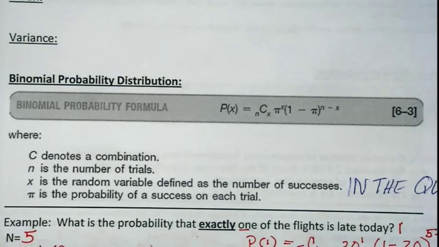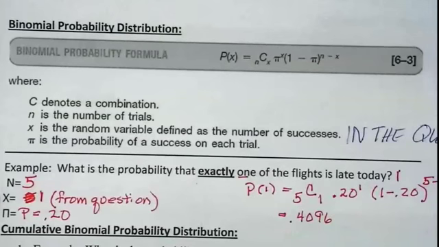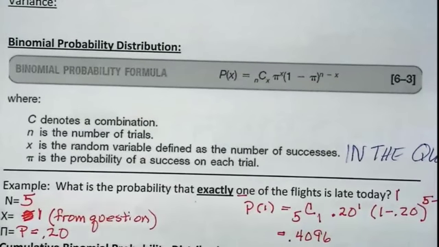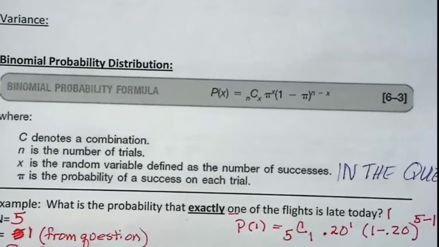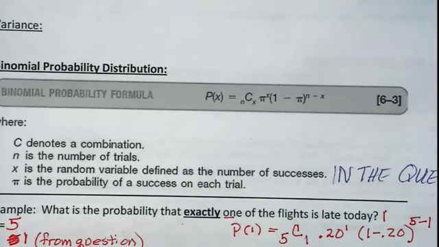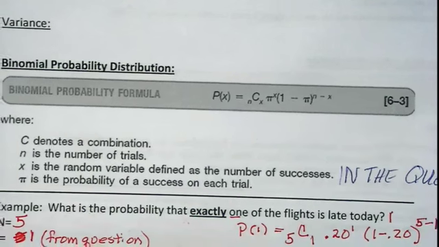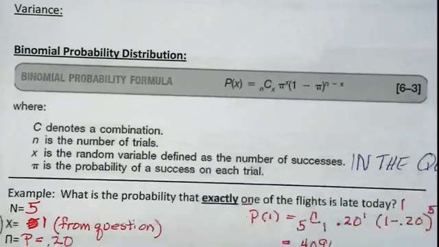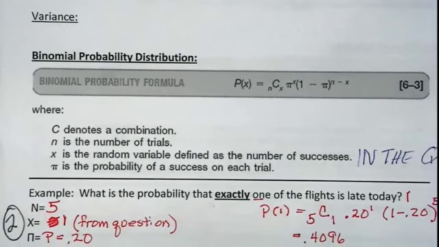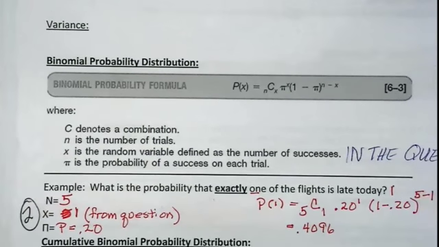Okay? So the first question I'm going to ask you, if you go to my PowerPoints, is there are 5 flights and the probability of any flight being late is 20%. I want to know the probability of exactly one flight being late.